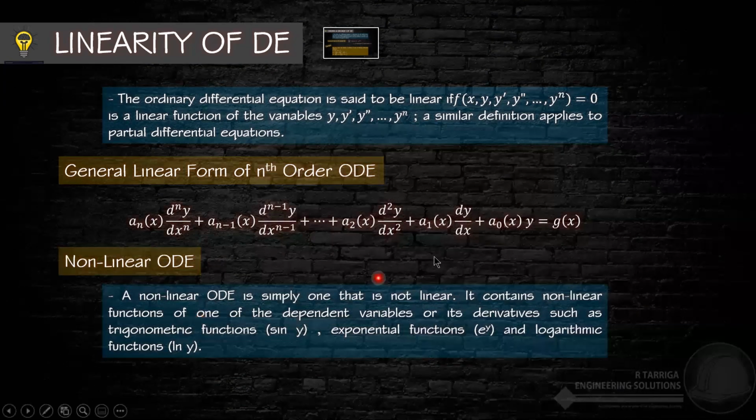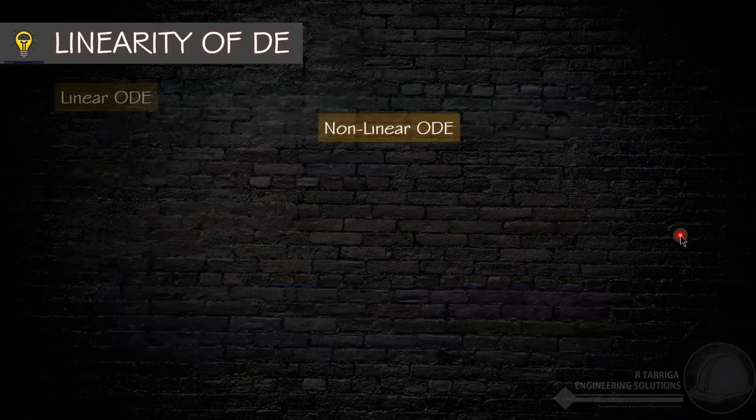Okay? So it contains a non-linear function of one of the dependent variable or its derivatives such as trigonometric function sine y, exponential function e raised to y, and logarithmic function ln y. Okay? So that is a non-linear ODE. So examples for linear and non-linear ODE are this.